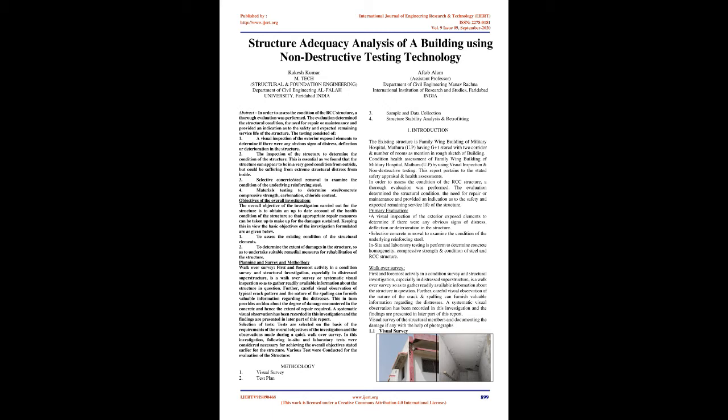Planning and survey and methodology. Walkover survey. First and foremost activity in a condition survey and structural investigation, especially in distressed superstructure, is a walkover survey or systematic visual inspection so as to gather readily available information about the structure in question. Further, careful visual observation of typical crack pattern and the nature of the spalling can furnish valuable information regarding the distresses. This in turn provides an idea about the degree of damage encountered in the concrete and hence the extent of repair required. A systematic visual observation has been recorded in this investigation and the findings are presented in later part of this report.